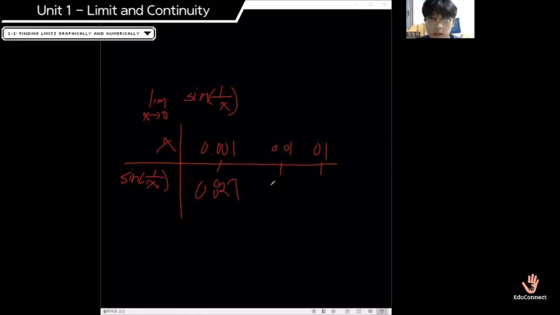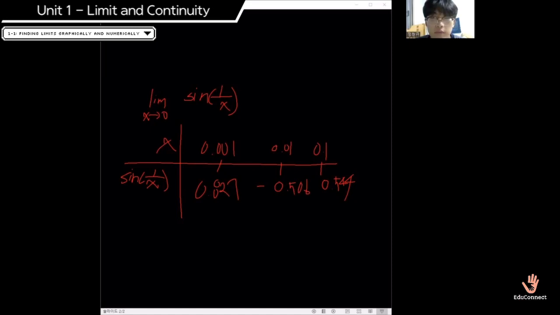0.827, negative 0.506, and negative 0.544. As you can see, these values are jumping around quite drastically. They're going from positive to negative, positive to negative. And as we get closer to zero, the value of the function is not getting closer to a particular number.